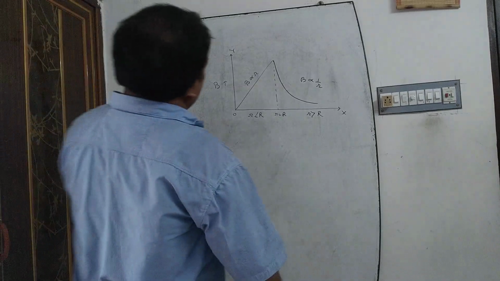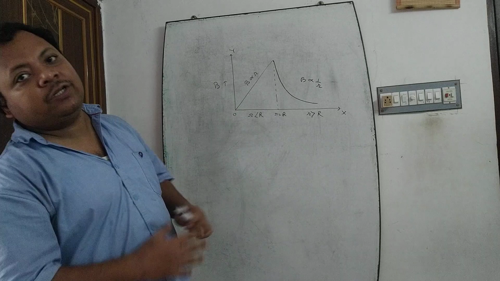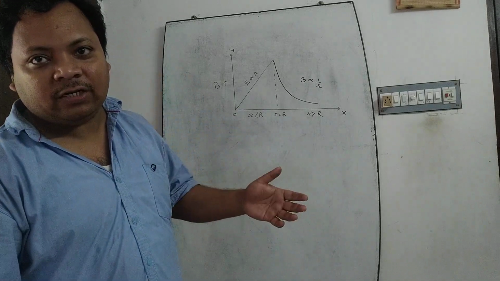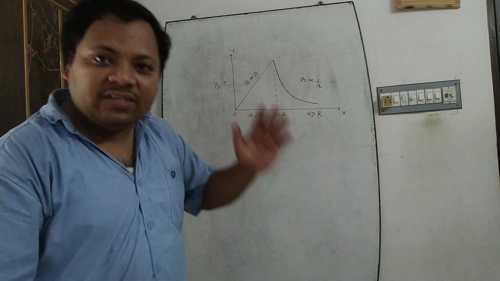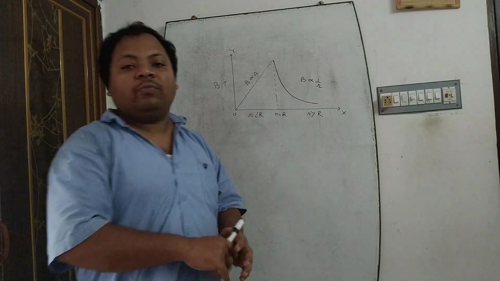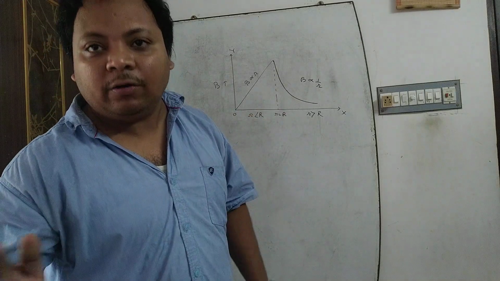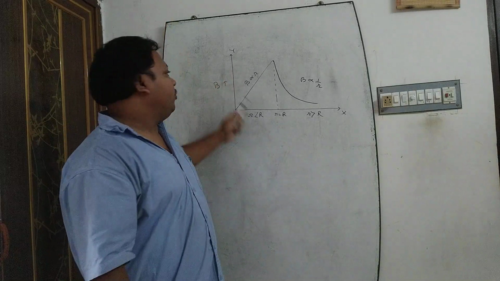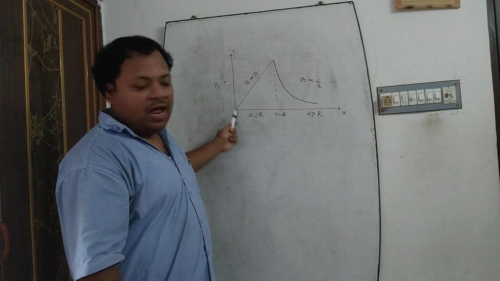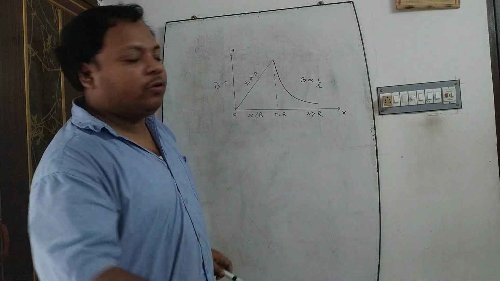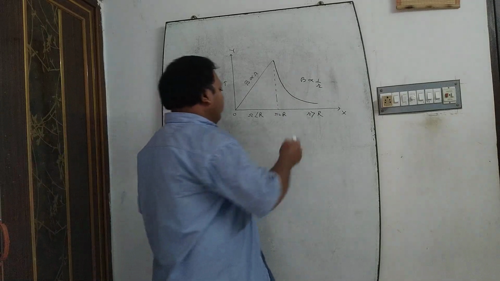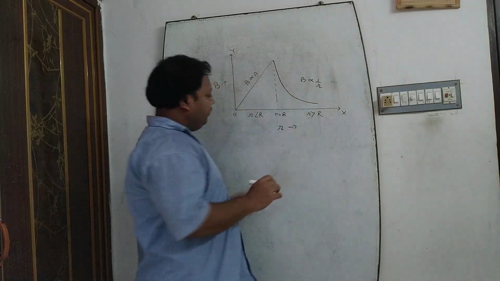This graph shows the variation between the magnitude of the induced magnetic field B vector and the distance of a point from the axis of the wire. Along the y-axis we draw the magnitude of B vector, and along the x-axis we draw the distance, that is small r, from the axis of the wire.